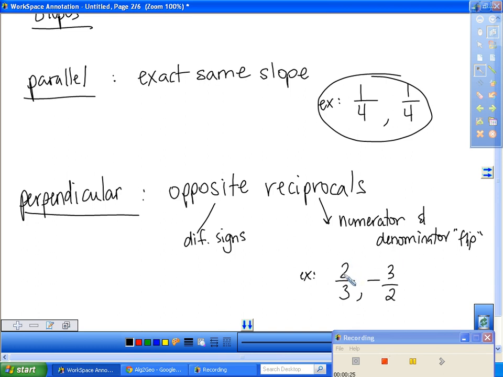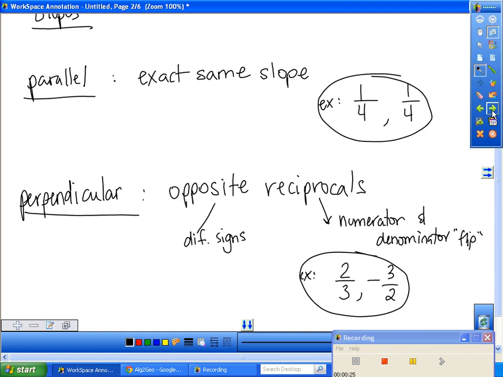Right? And here we can see that the numerator and the denominator are flipped. So in the first slope, my 2 is on top, and in the second slope, my 2 is on bottom in the denominator. In the first slope, my 3 is in the denominator, and the second slope is in the numerator. So they really need to have the flip in the numerator and the denominator, and then our opposite, meaning that the first one was positive, the second one was negative. So these are examples of perpendicular slopes.